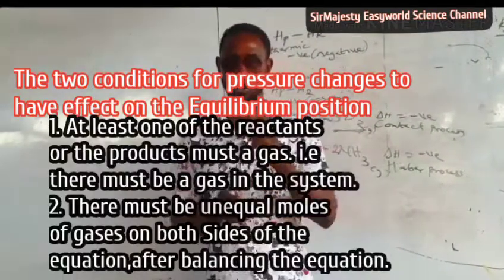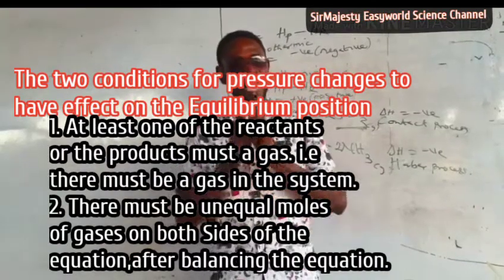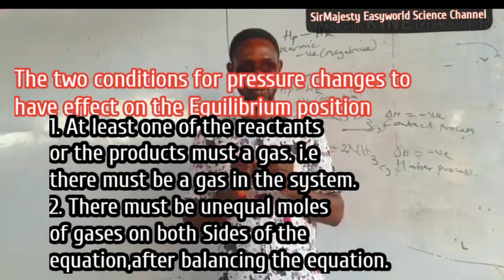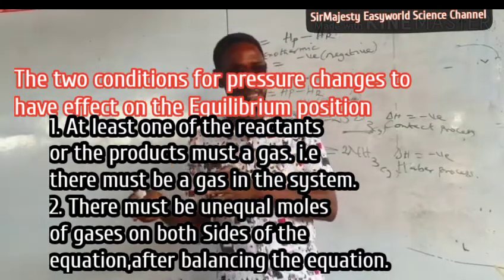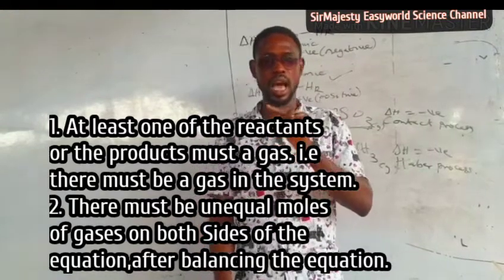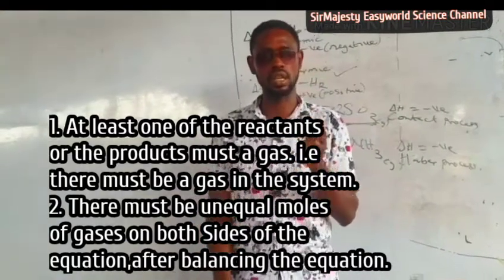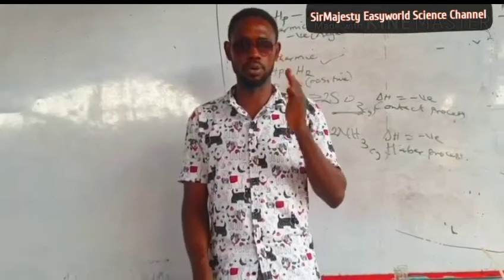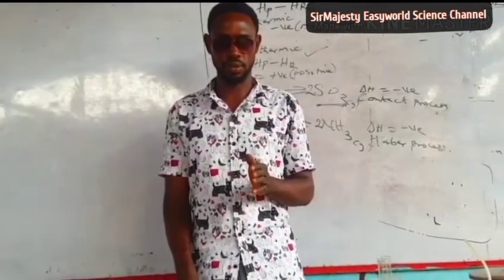So what are the two conditions that must be met before pressure will have effect on the equilibrium position of a reversible reaction? Number one, at least one of the reactants or the product will be in gaseous state. That is, we must have a gas either in the product side or in the reactant side. In a situation whereby the whole reactant and the whole product is in solid, liquid, or aqueous, pressure changes will have no effect on the equilibrium position of such reversible reaction.